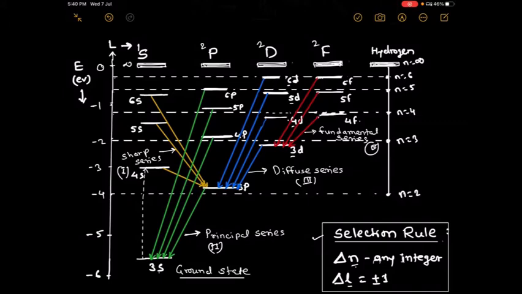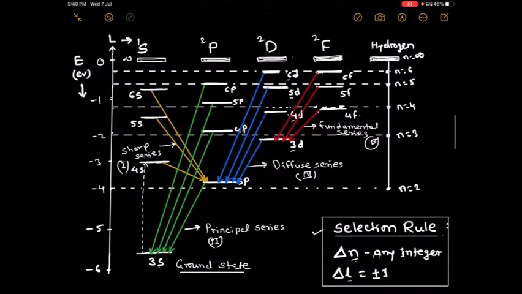Since the sodium configuration is the same as hydrogen, we have to compare with the hydrogen spectrum. That is shown here. Hydrogen ground state is n equal to 1, and n equal to 2, 3, 4 up to infinity are excited states. For sodium, the ground state is 3s. All other states start in the S series, P series, D series, F series, and all are excited states. But except S, all are doublets.